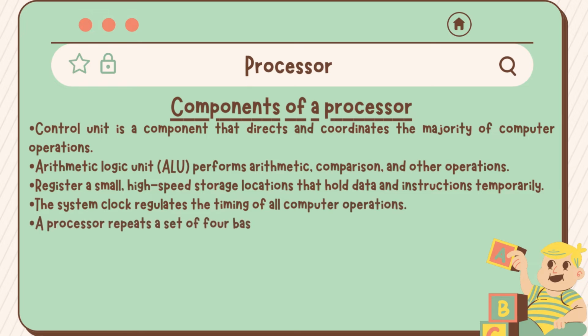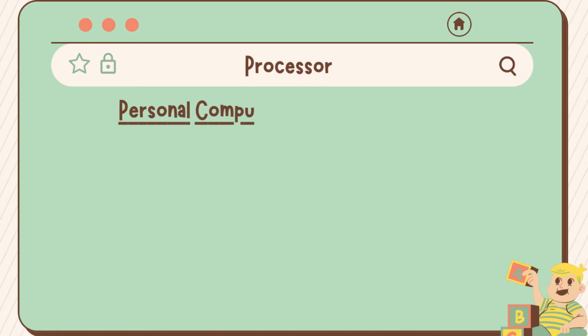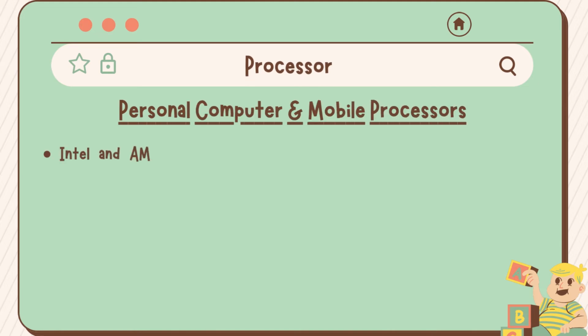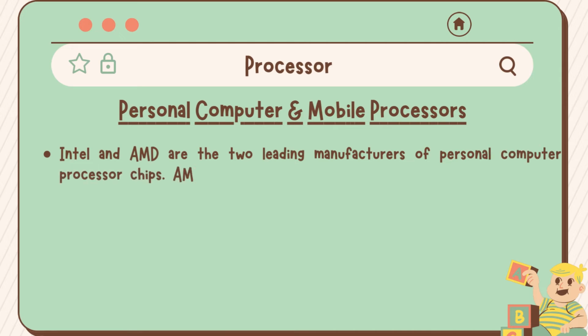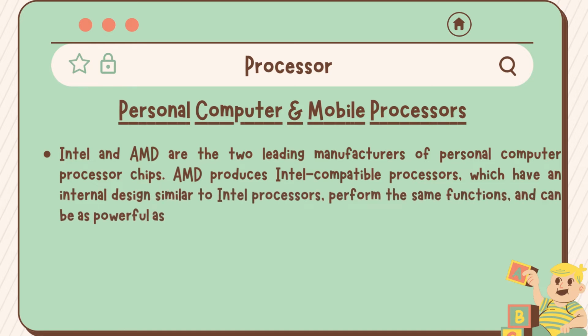A processor repeats a set of 4 basic operations for each instruction, forming a machine cycle. The basic operations are fetching, decoding, executing, and storing. Personal computer and mobile processors. Intel and AMD are the 2 leading manufacturers of personal computer processor chips. AMD produces Intel-compatible processors, which have an internal design similar to Intel processors, perform the same functions, and can be as powerful as Intel processors, but are frequently less expensive.